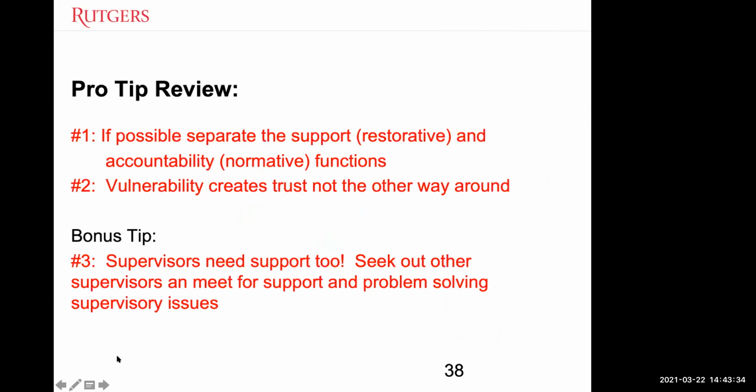So just go back and look at some of these pro tips. I think they're out of order, but the idea of, if possible, separating the restorative function from the normative function. And I do agree with that person who posted it. It's not that it's impossible to do it. It's just harder to read somebody the Riot Act about their documentation and then be like, how's it going? How's everything? How are you feeling? Pro tip number 2, vulnerability creates trust. It may not always be the other way around, the way we often think of it.